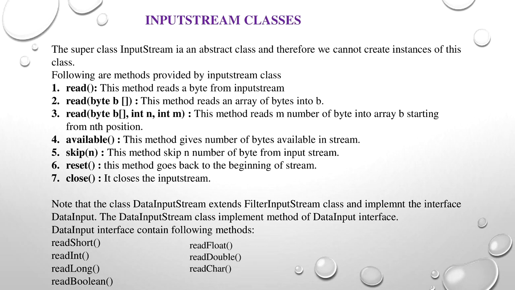If you want to skip a number of bytes from the input stream that you do not want to read, then you have to use the skip function. It takes one parameter n. This method skips n number of bytes from the input stream. N means the number of bytes that you want to skip. Here you have to give the number of bytes to skip from the input stream.